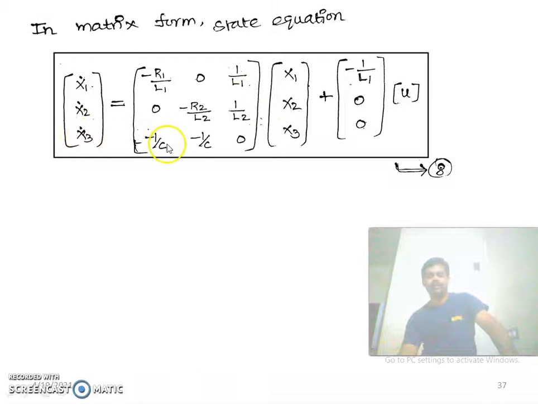Then in x3 dot, minus 1 by c, there is no x3 term, so you are putting 0, multiplied by x1, x2, x3, plus the u term is present only in x1 dot, so you are putting it as 1 by L1, 0, 0 and u. This is nothing but the state equation. So next we have to write the output equation.